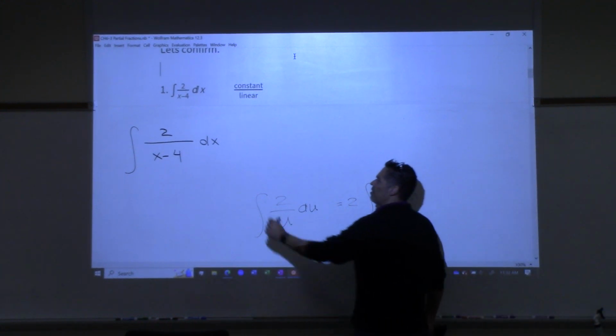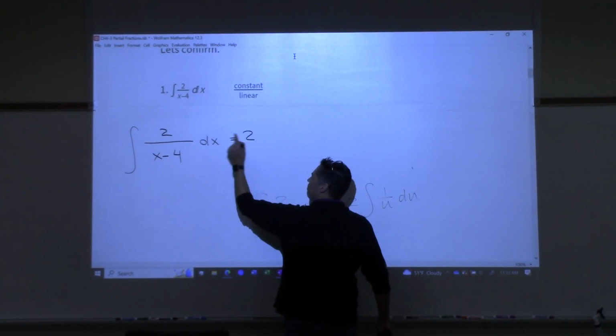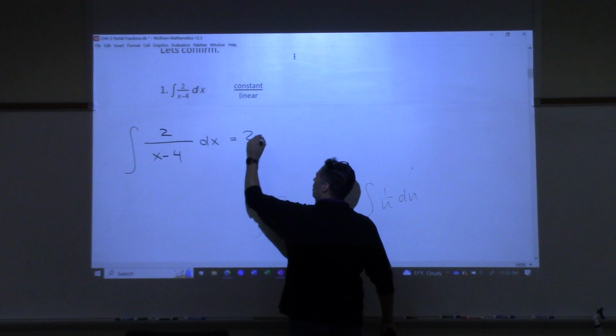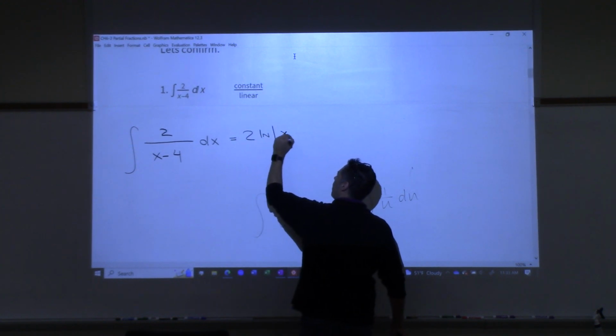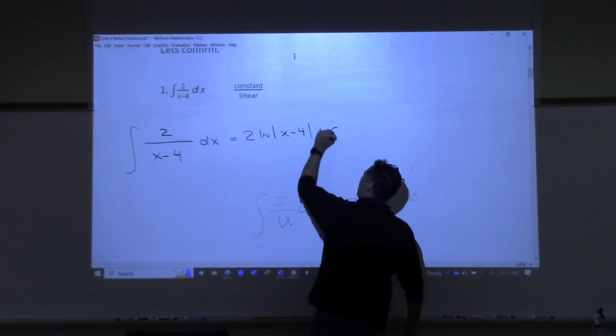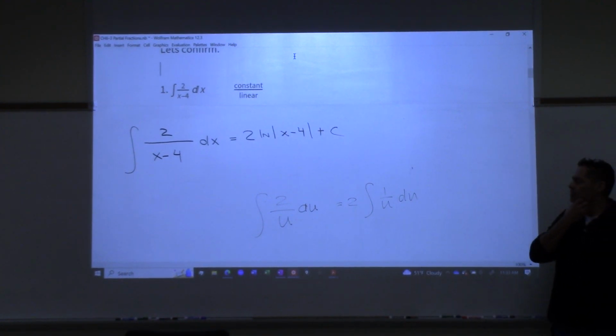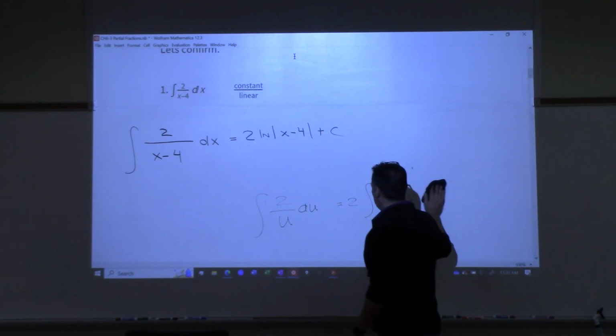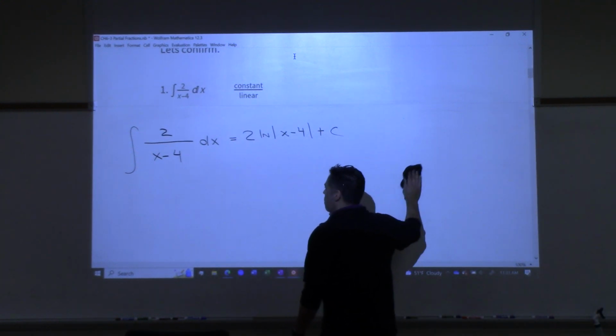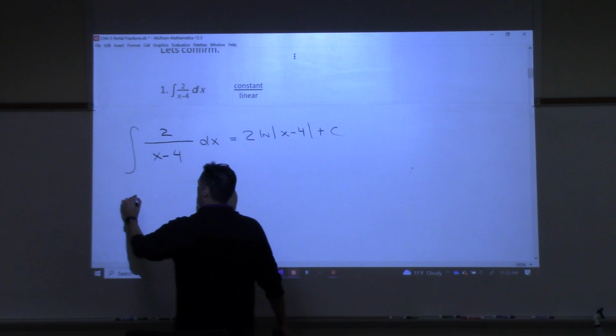So this should just turn into 2. That's the 2 up top that came out. Natural log absolute value x minus 4 plus c, we're done, right? There shouldn't be a lot of time invested in something like that. Let me change it up a little bit.